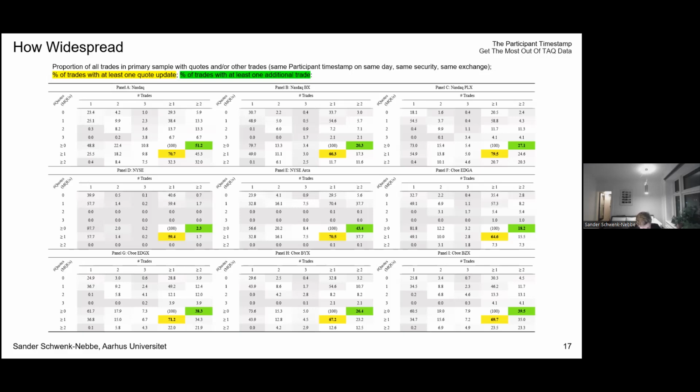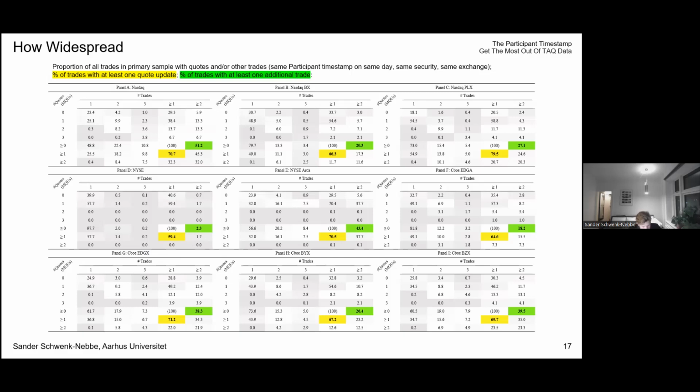Similarly for trades, up to more than half of all trades, and that would be NASDAQ, have at least one other trade with the same participant timestamp. So marketable orders are very frequently executed in multiple parts. But notice that the NYSE sticks out. It's difficult to see from the shading, but the New York Stock Exchange looks very different compared to all other exchanges, and has a significantly lower number of trades grouped with other trades, which is marked here in green.